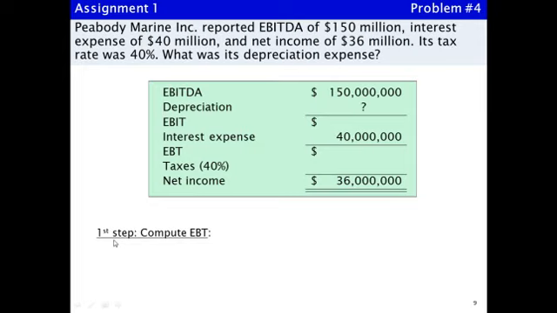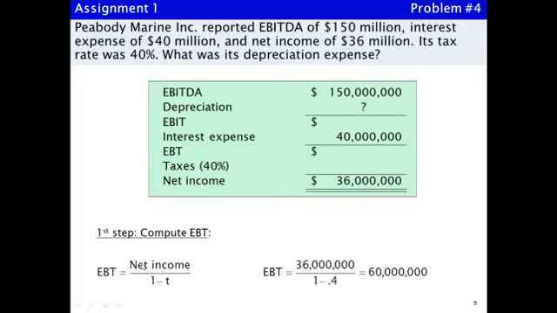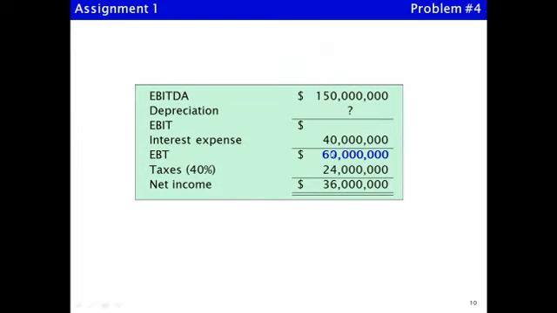Well, we know how to compute EBT. We take the net income of $36 million. We divide by 1 minus T, where T is 0.4. We're given a 40% tax rate. So EBT must have been $60 million. Let's fill that in. EBT is $60 million. Again, I put the tax in, didn't need to do that. $24 million gives me net income of $36 million.